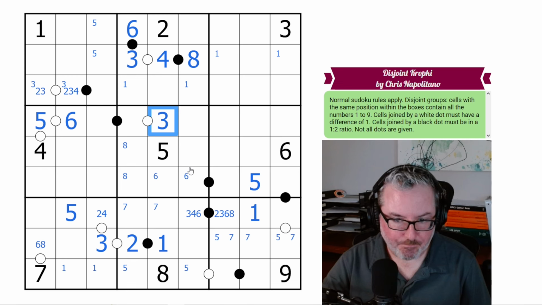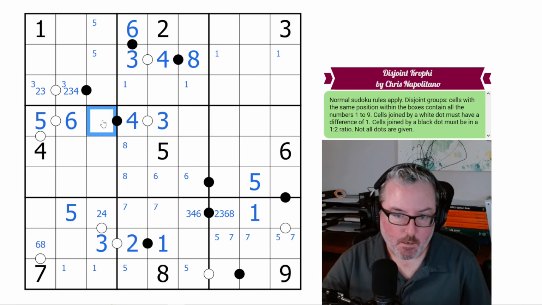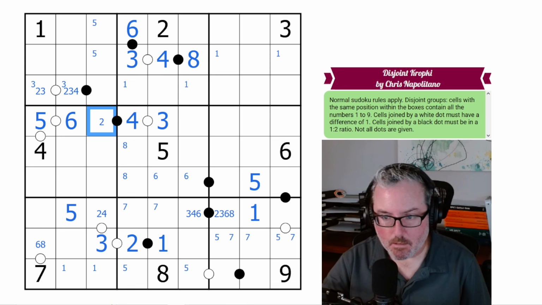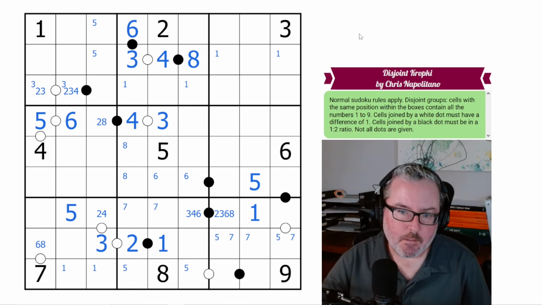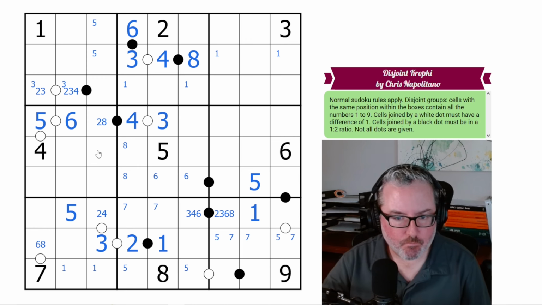So that's good. Now, if this is a 3, this either has to be a 2 or a 4, and it can't be a 2, so this is a 4. Okay, here we go. Now, this has to be either a 2 or an 8, and sadly, there's nothing seeing that. Which is interesting.